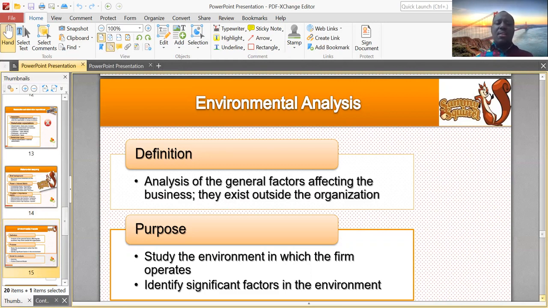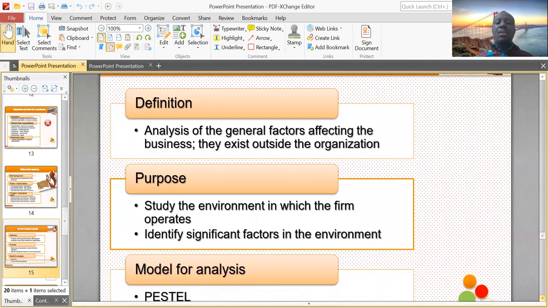So what is environmental analysis? It's basically analysis of the general factors that affect the business, and which usually exist outside the organization. And what's the purpose of this environmental analysis? It is to help companies to understand the environment in which they operate.